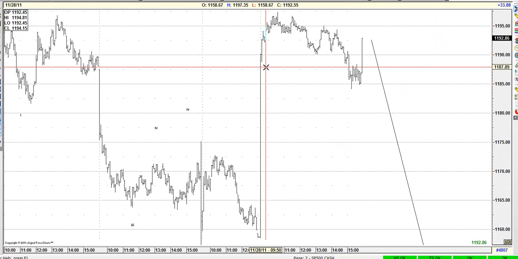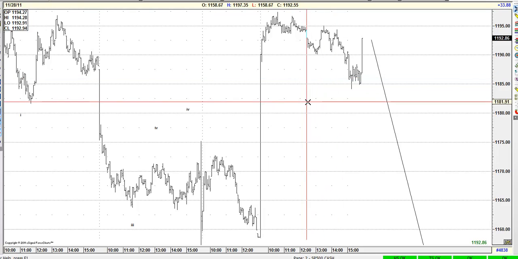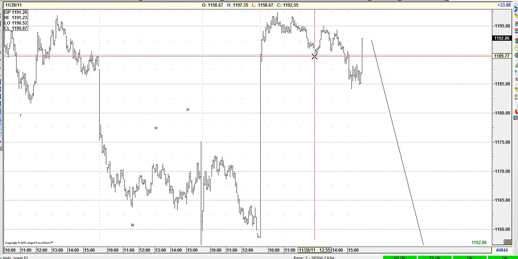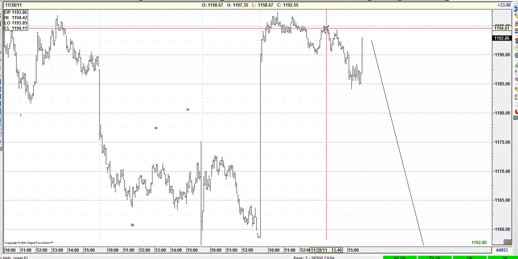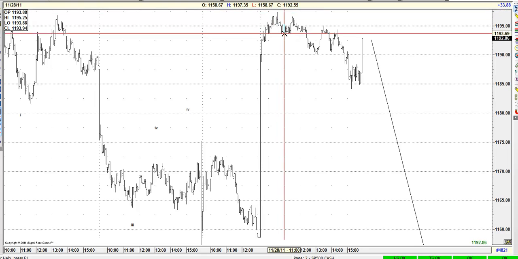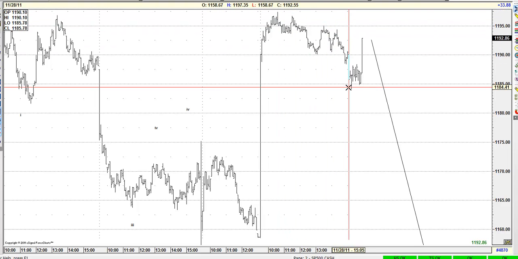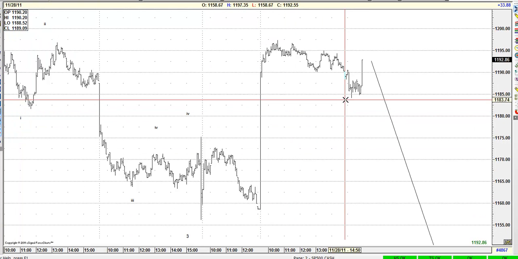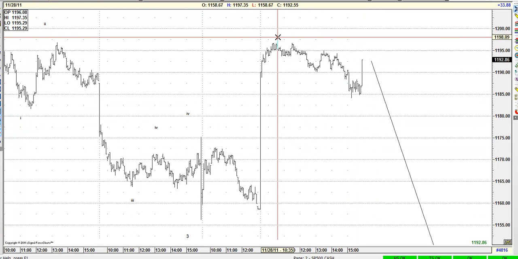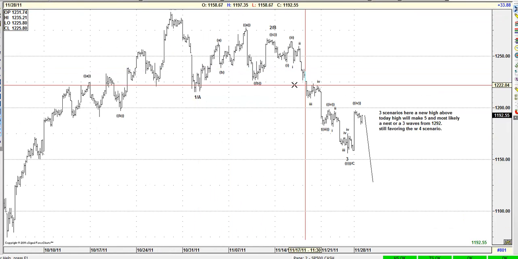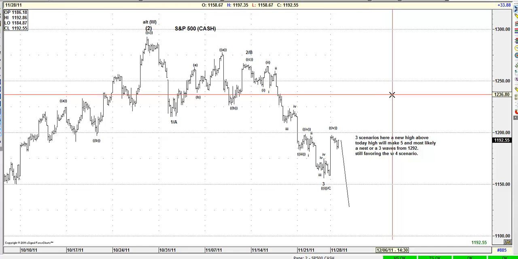That little thing, which is the proposed wave 4, counts as A, B, C, W, X, Y, a 7-swing wave: 1, 2, 3, 4, 5, 6, 7. Corrective. Now, this is the thing. A new high above 1197 is going to make the S&P very interesting.